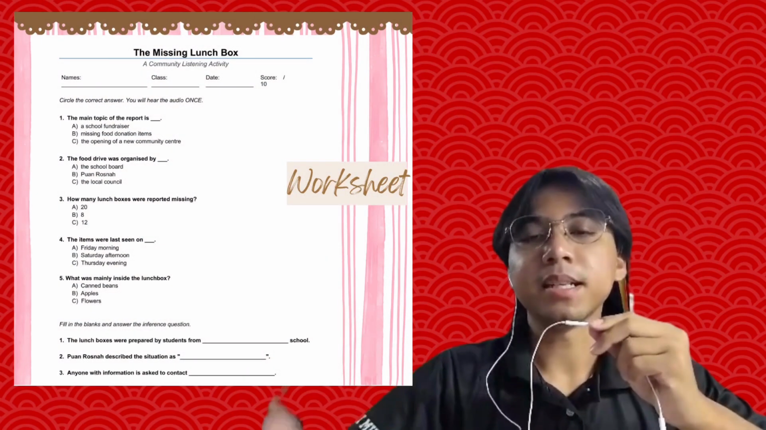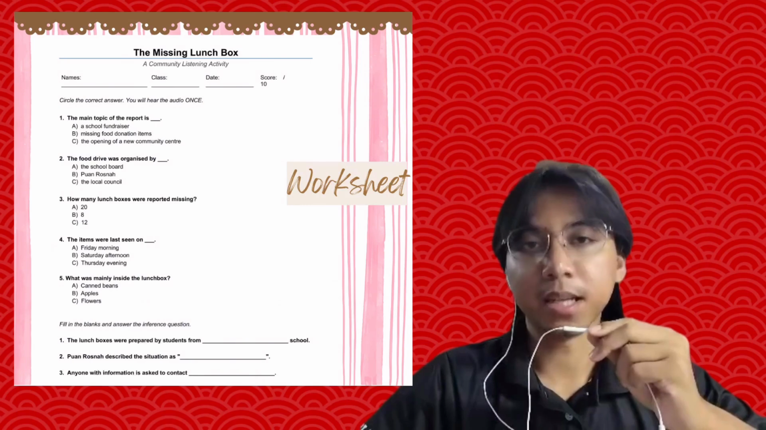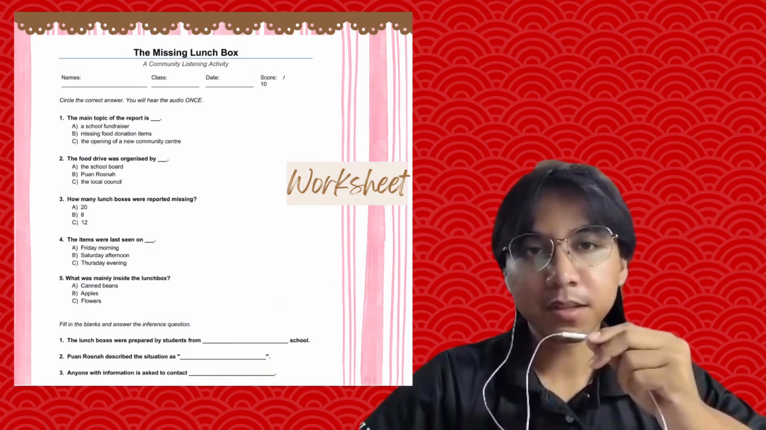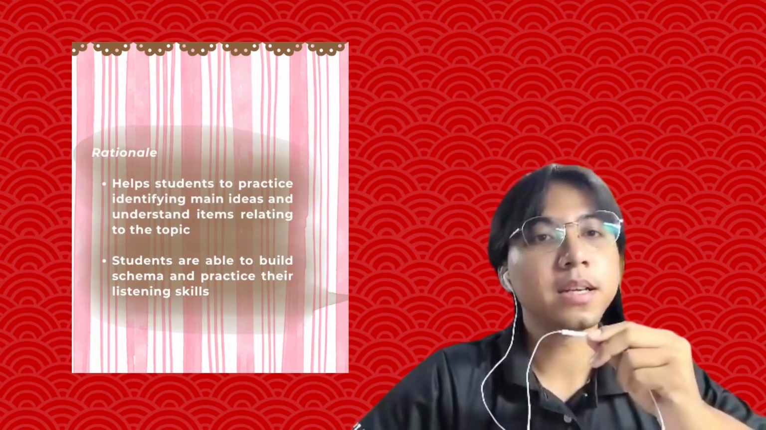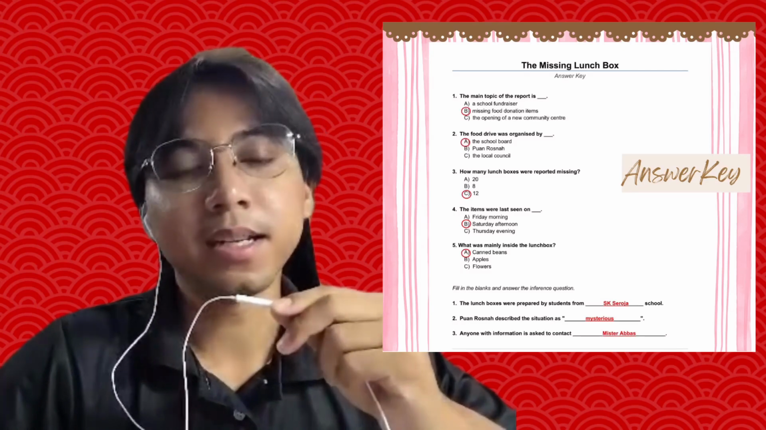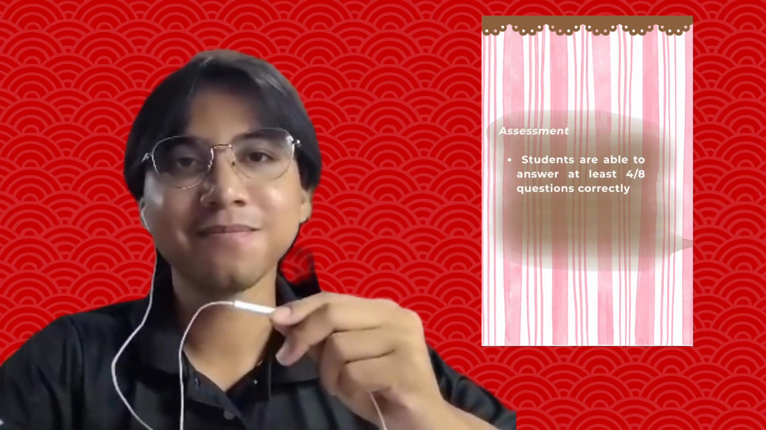After listening to the clip, this is the worksheet that the students will be presented with and answer. The rationale for this worksheet is that it helps students practice identifying main ideas and understand related items to the topic. Students are able to build schema and practice their listening skills. Afterwards, they would together see the answers in the answer key. For assessment, students should be able to answer at least 4 out of 8 questions correctly.